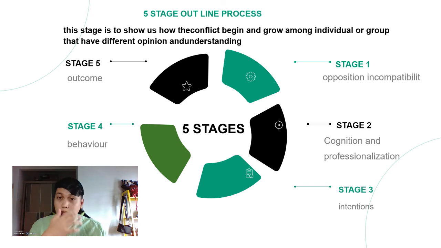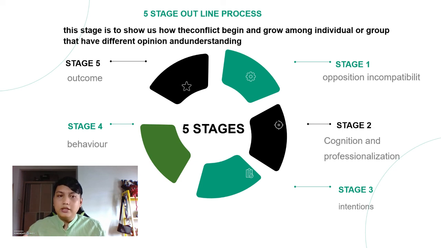And next we're going to go to stage number four. Stage number four is behavior. This behavior stage includes the statements, actions, and reactions made by both parties, and usually this conflict behavior is implemented with each party's intention. That is behavior, stage number four. And stage number five is outcome.